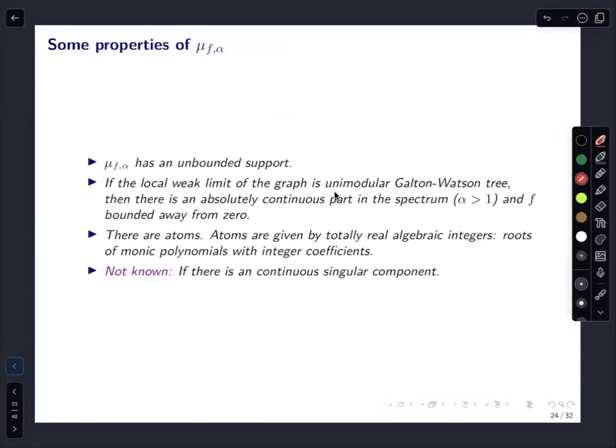What is not known is whether this measure has a continuous singular component. I believe, when I last checked, there was no result which claimed or refuted this, in any way, whether it is there or not.